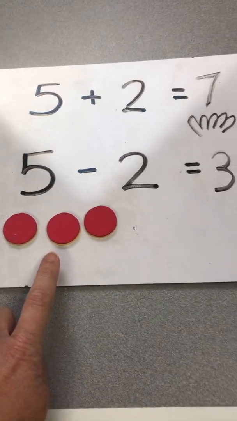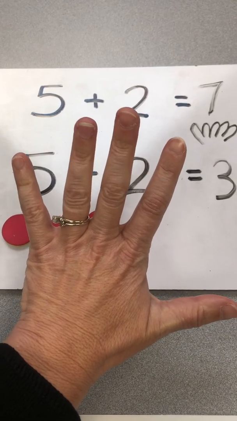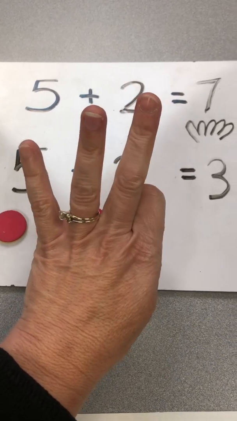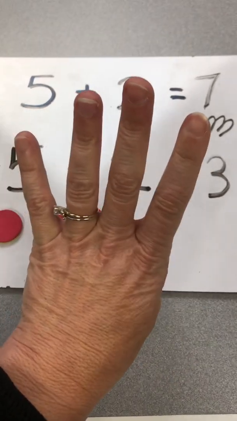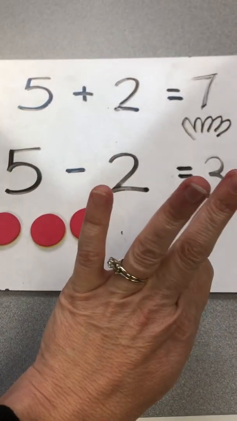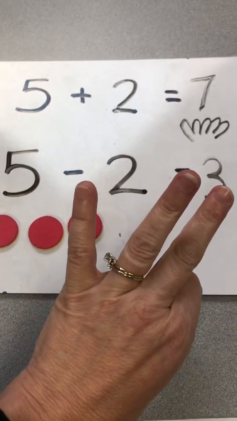You can also do it with your fingers, where you have 5 fingers up and you take 2 away. 1, 2, and you're left with 3, right? So 5, and you take away 2, and you're left with 3.